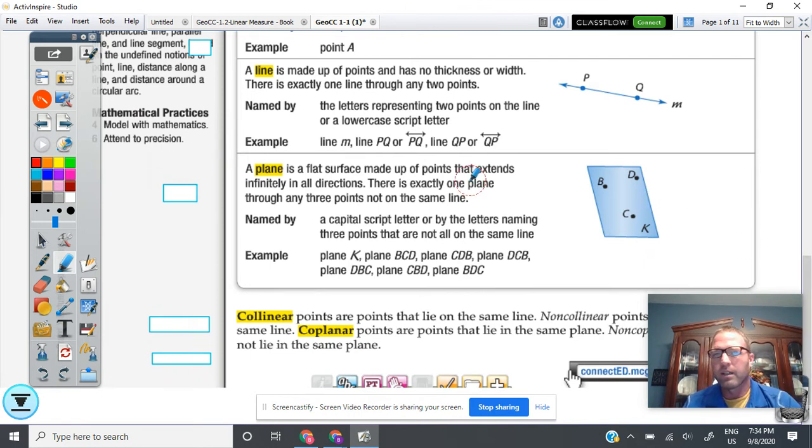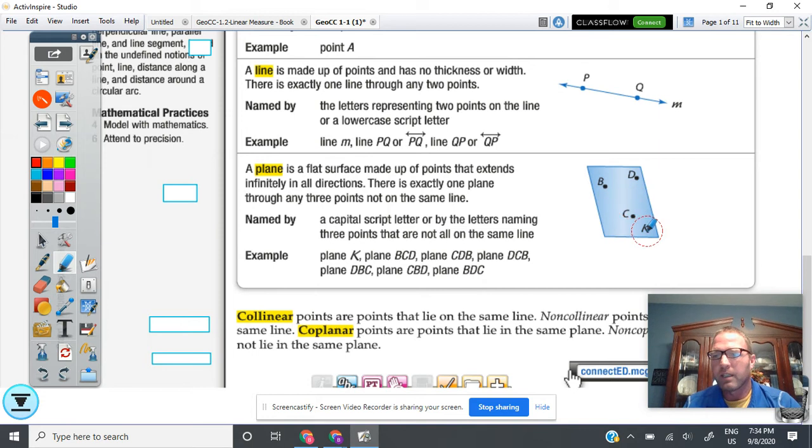Lastly, for our undefined terms, we have a plane. A plane is kind of like a sheet of paper. It goes on in all directions, left and right, up and down, and it extends in all directions, but it's just like a sheet of paper. It doesn't have thickness. There's no thickness on it.